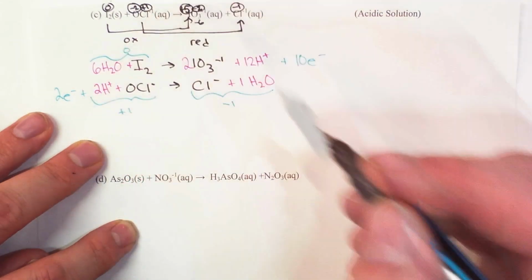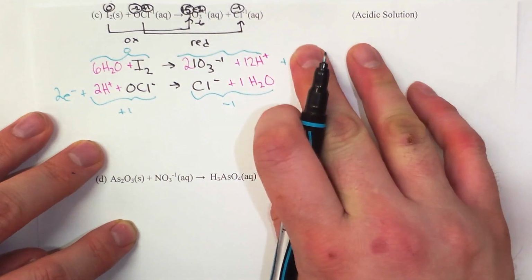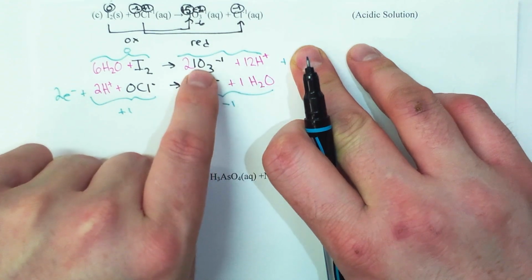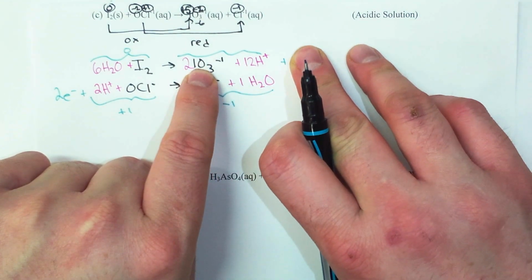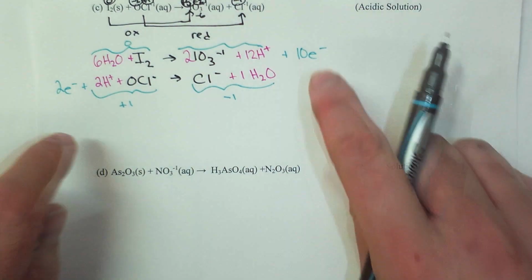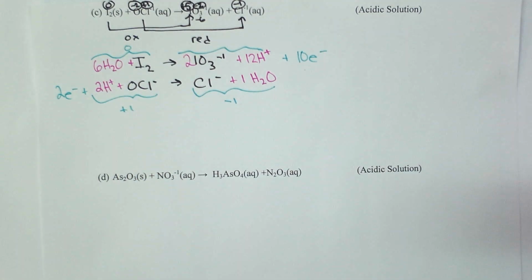To get to the 0 on this side, I jumped a step there, but I was at plus 12 minus 2 be plus 10, and this will get us down to 0. We have oxidation and reduction, which is what we predicted up above.